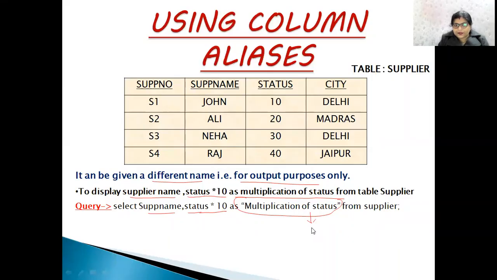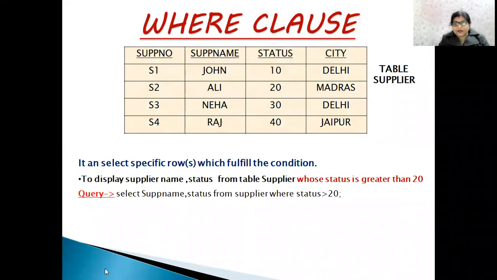This is one alias. Okay, so let us come to the next one. WHERE clause. What do you mean by WHERE? WHERE means when you want to fulfill some condition. When there is some clause that you have to satisfy, meaning you have to complete your work with some condition, then at that time the WHERE clause is used.